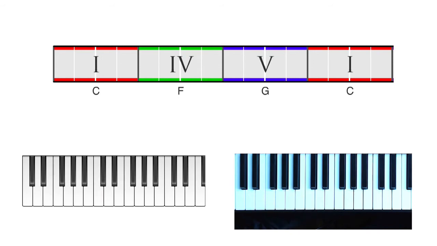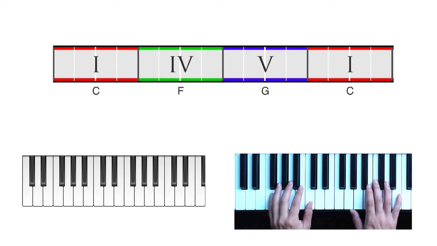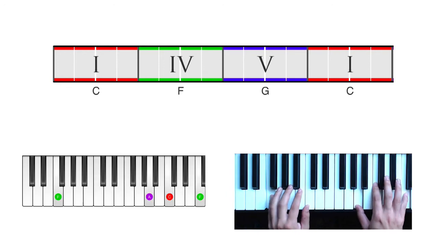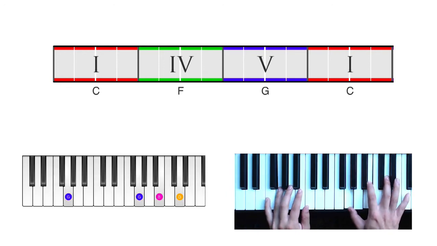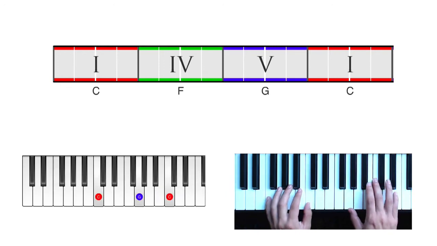And remember that our right hand can play these chords starting from any position. For instance, let's start with the second inversion position for the right hand. We would play C, F, G, C. Adding the left hand, C, F, G, C.